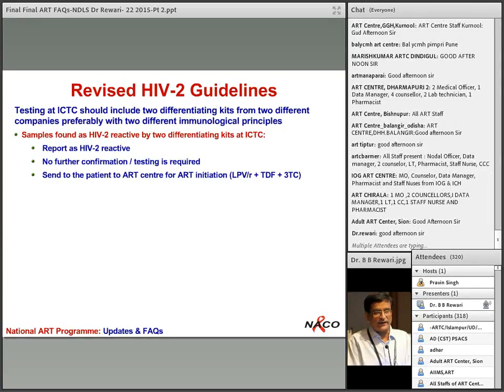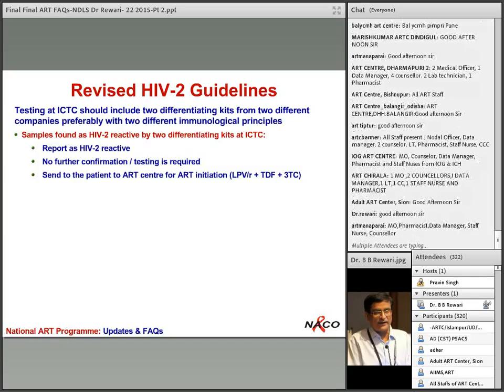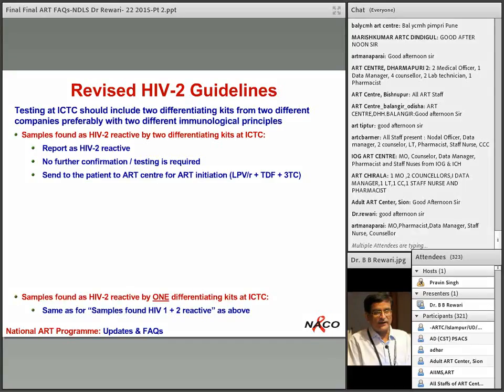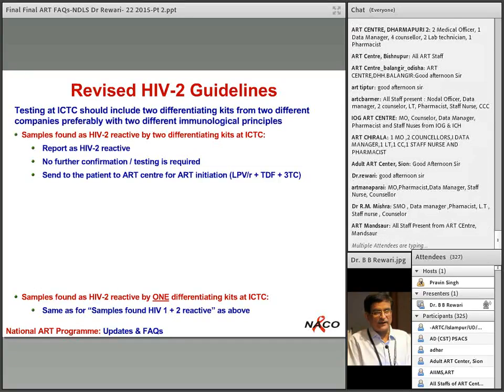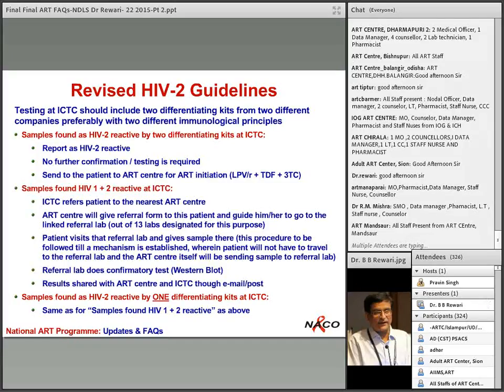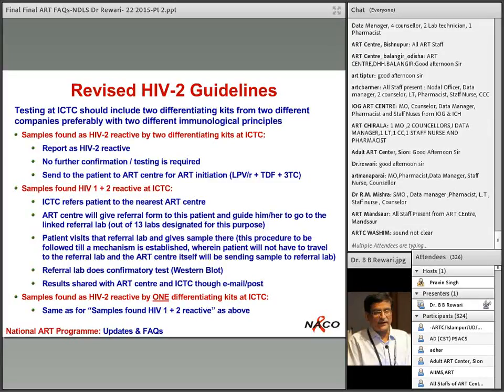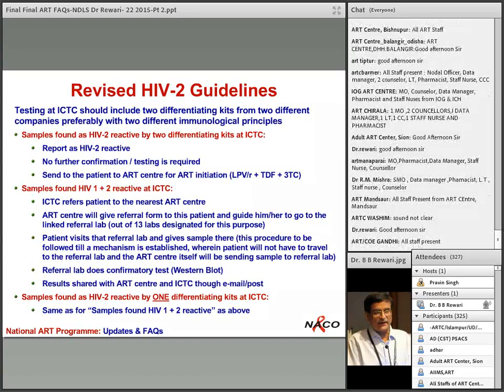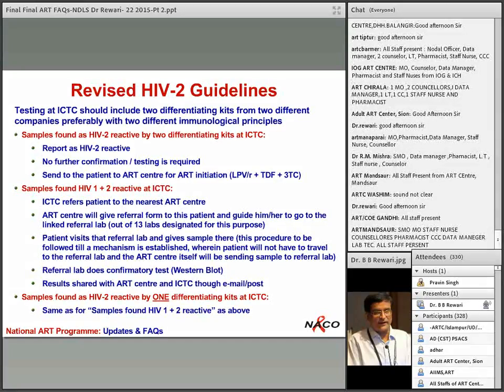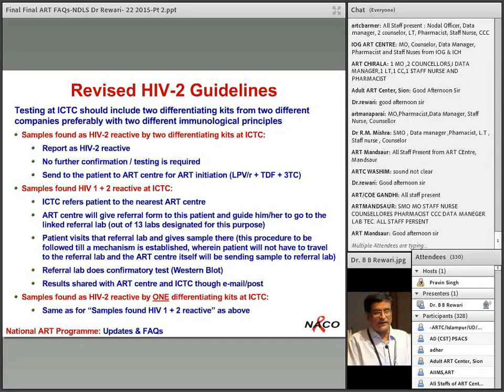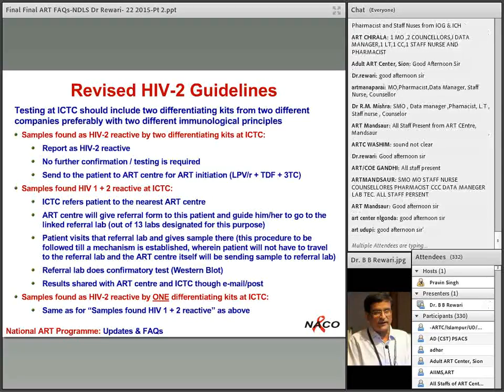And the patients are sent to the ART center for initiation on a protease inhibitor based therapy, that is tenofovir, lamivudine, lopinavir boosted with ritonavir. If the sample is found as HIV 2 reactive by 1 differentiating kit, then again the algorithm for a sample found HIV 1 and 2 reactive has to be followed. That algorithm is that if a sample is found to be HIV 1 and 2 reactive, the ICTC should refer the patient to the ART center. The ART center will give a referral form and guide the patient to which referral lab to go. There are 13 referral labs designated for this purpose of HIV 2 diagnosis. The patient himself will visit the lab and give the samples there.